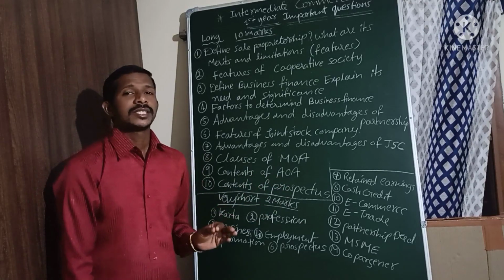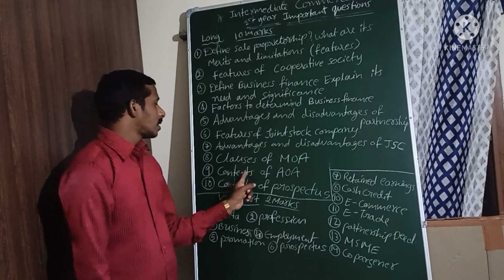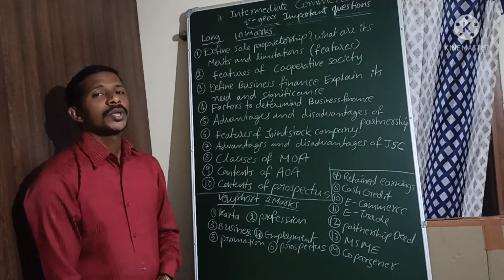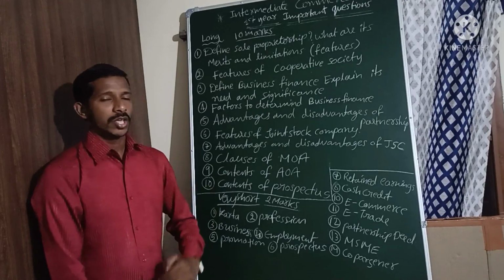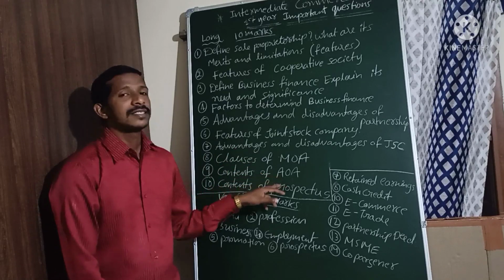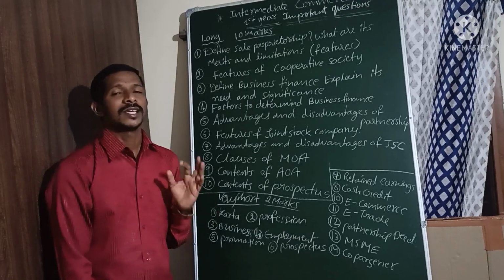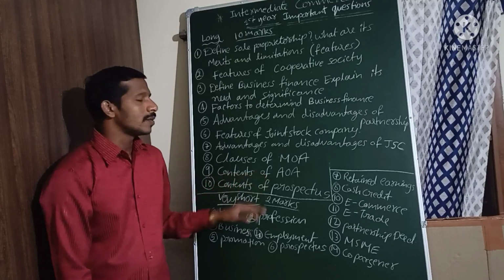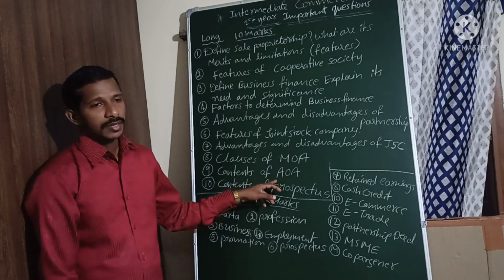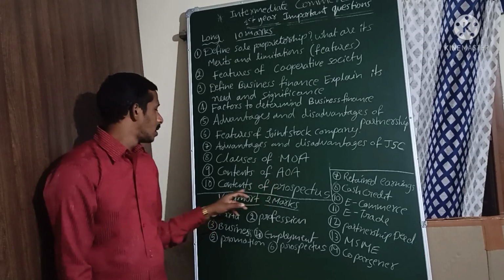Contents of AOA. AOA stands for Articles of Association. Here, contents means what information is there in an AOA document. AOA is an internal document. MOA external document, AOA internal document. This AOA contains the rules and regulations of the company. To run the company, we need rules and regulations. So this contains the rules and regulations of the company. In this, full information about the company is there. Directors information, shareholders information, everything is there.